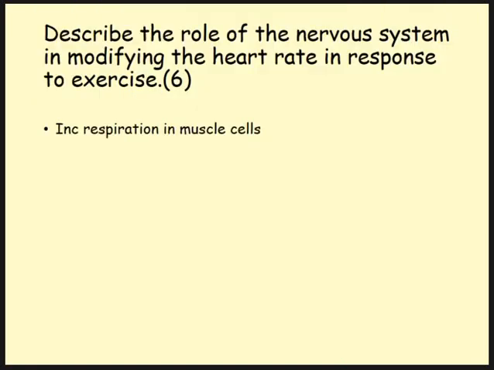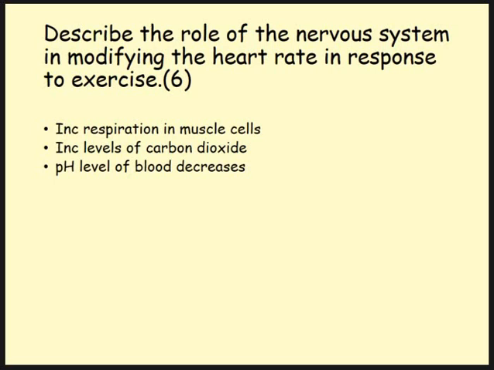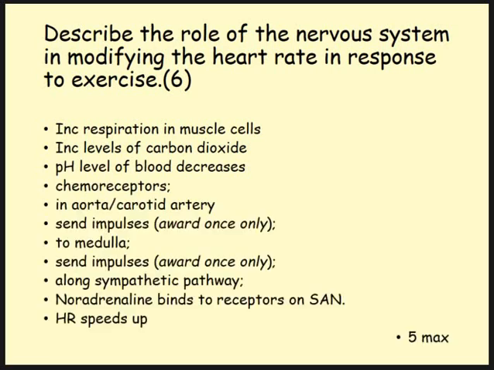Okay, so the first thing that's going to happen is you're going to increase respiration in your muscle cells because you're exercising. As we increase levels of CO2, the pH of the blood is going to decrease. Therefore, this is going to be detected by the chemoreceptors in your aorta or carotid artery. These are going to send impulses to the medulla, and an impulse will come back along the sympathetic pathway. Noradrenaline is going to bind to receptors on the sinoatrial node, and your heart rate is going to speed up.